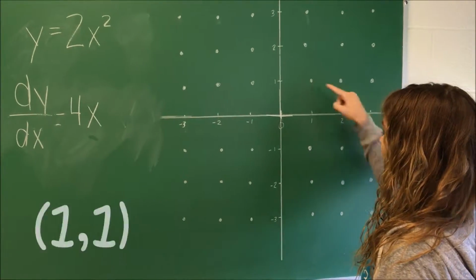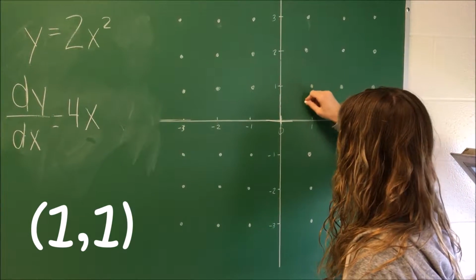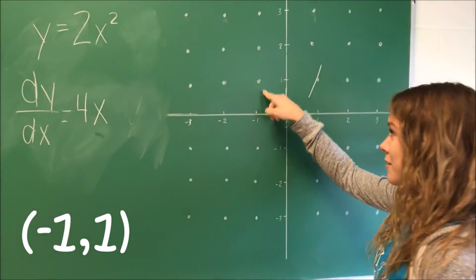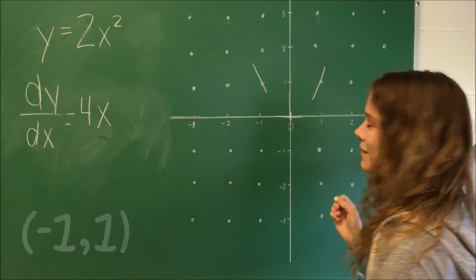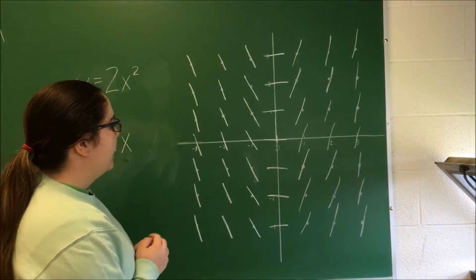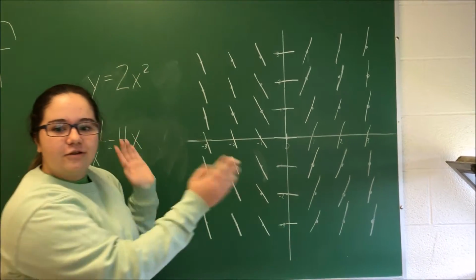Let's do it at 1, 1. 4 times 1 is 4. So we draw a positive slope there. At negative 1, it would be negative 4. Now we're going to plug in all of the points. Notice the pattern? As we move away from the 0, the slopes get steeper and steeper in either direction.